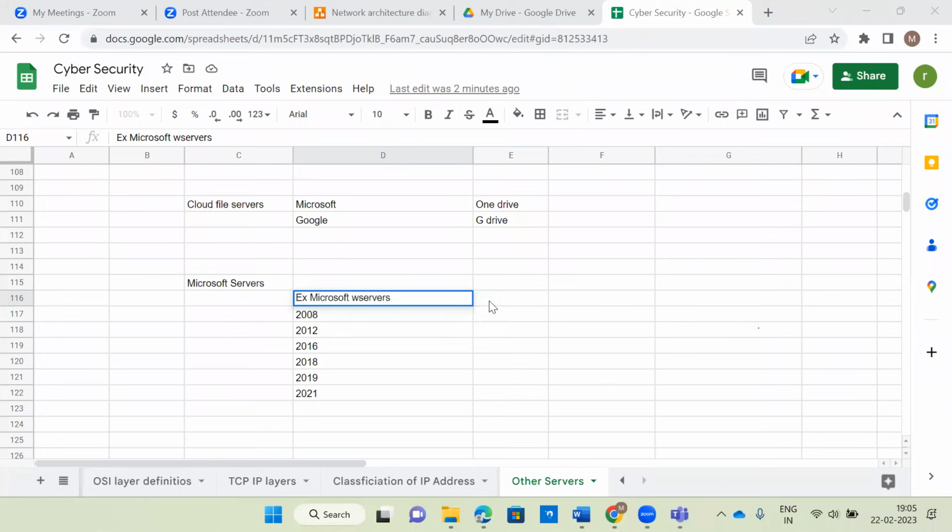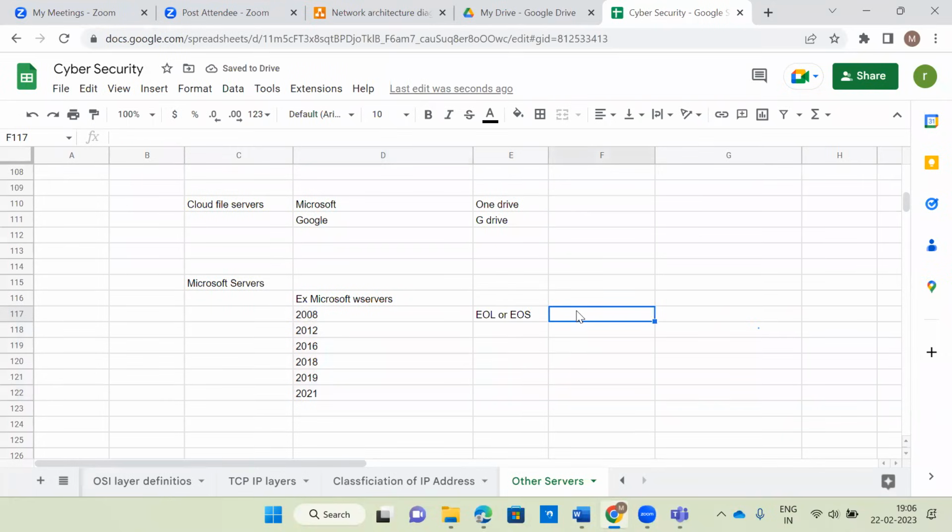That is the reason whenever any alert is received, first and foremost you have to identify whether it is an end user system or a server. If you know these model numbers, then only can we classify whether it is a server or a system. So these are all servers. Coming back to 2008: 2008 is EOL or EOS. When you say EOL and EOS, it means completely end of life. EOL full form is end of life.